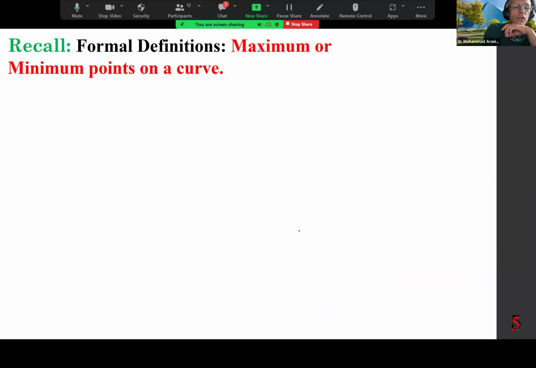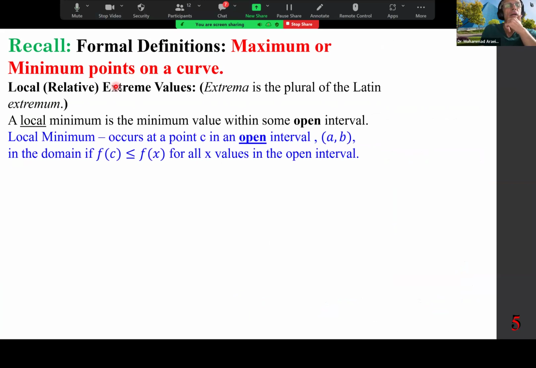Let's look at the formal definition of extrema: maxima or minima, maximum or minimum points on a curve. Local or relative extreme value. Extrema is the plural of the Latin extremum. A local minimum is the minimum value within some open interval.